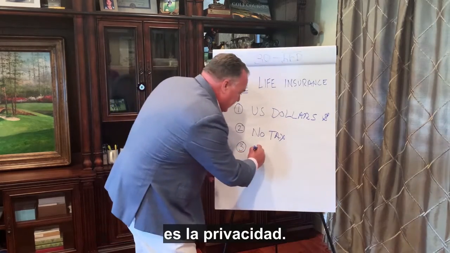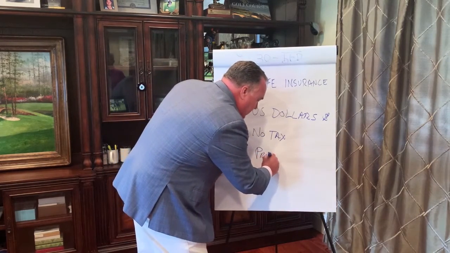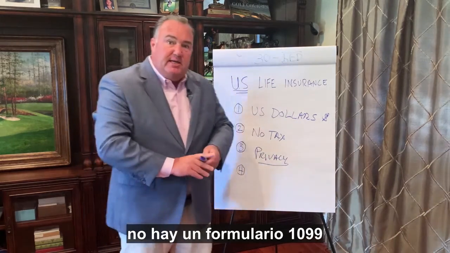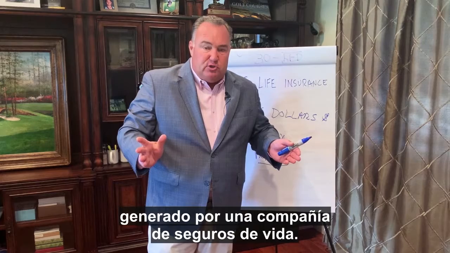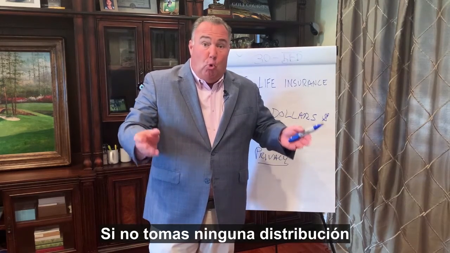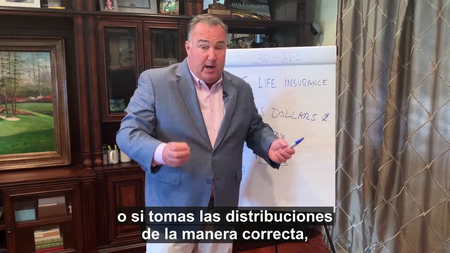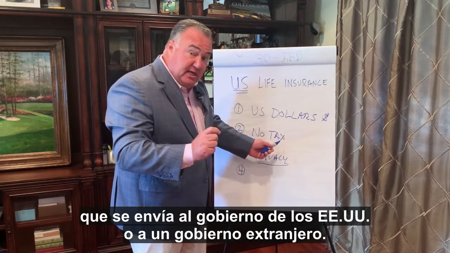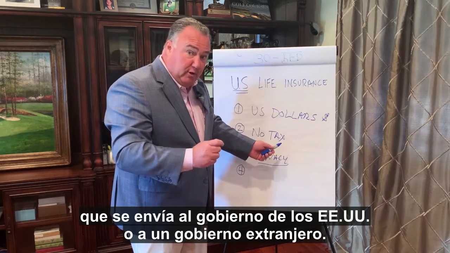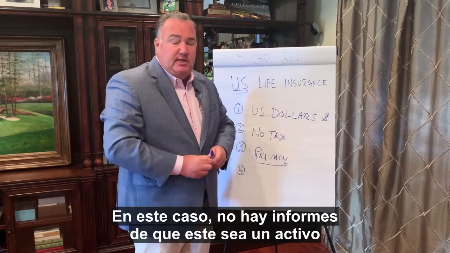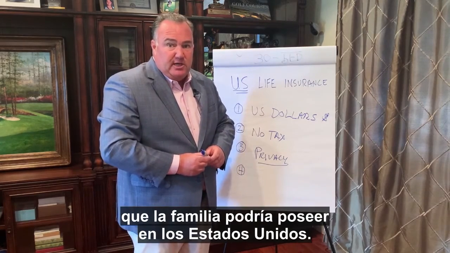Number three, the third reason why somebody would want to own U.S. life insurance is privacy. Because there is no tax, there's no 1099 generated by a life insurance company if you don't take any distributions or if you take distributions the right way. There's never a 1099, which is a U.S. tax document that gets sent to the U.S. government or to a foreign government. In this case, there's no reporting that this is an asset that a family might own in the United States.